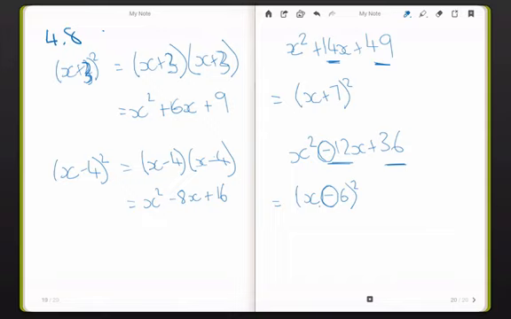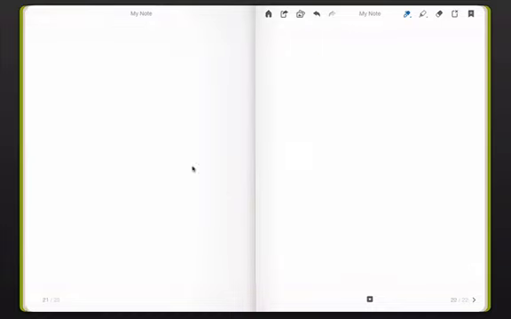So if you can look at it and recognize that these 2 terms have something in common, like in this case the 6, twice 6 is 12, and the square of 6 is 36. Twice 7 is 14, the square of 7 is 49. That's how we use perfect squares. All right, let's have a go at something that's slightly trickier, okay?